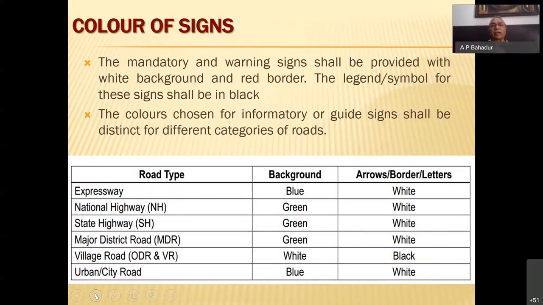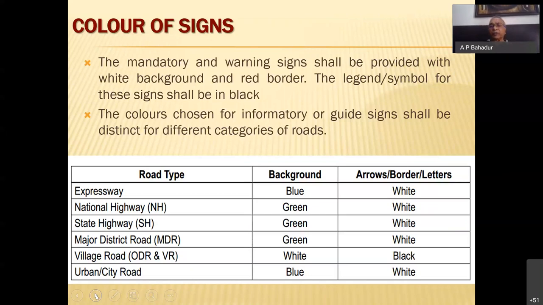Now, color again is a very important aspect of the sign system. As you can see here, for regulatory and mandatory signs, circular shape, there are two, three schemes. The basic is white background, red border, and black symbols, except for compulsory regulatory signs, which are blue background and white legends. Cautionary signs: triangle shape, white background, red border, and black symbol, except for work zone signs, where the white background has now been changed to a yellow background, only for work zones. Otherwise, the same.